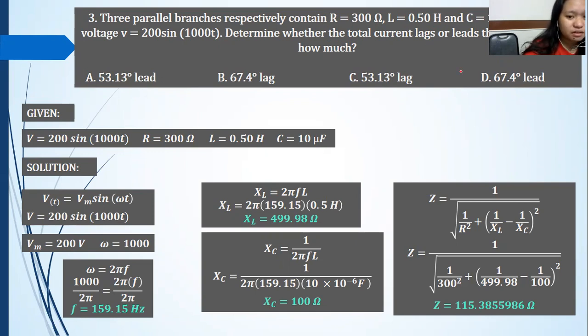So we have the choices here. Letter A is 53.13 degrees lead. Letter B is 67.4 degrees lag. Letter C, 53.13 degrees lag. And letter D is 67.4 degrees lead. So first, let us identify the given. The given are the voltage, which is 200 sine 1000 t, and the resistance is 300 ohms. Our L is 0.50 hertz, and our capacitance is 10 microfarad.